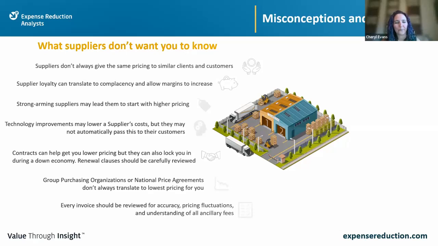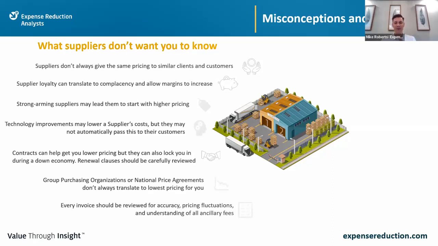Yeah. We talked a bit about GPOs, group purchasing organizations, or national price agreements. A lot of times folks are lulled into thinking, hey, I'm in a GPO or an MPA, I don't have to worry about cost reduction or price reduction or evaluate my suppliers. I'm getting the best pricing. Well, we don't see that to be the case in a lot of scenarios.